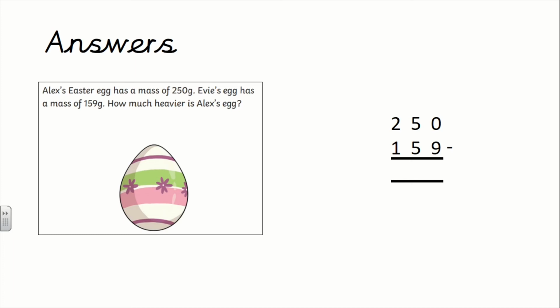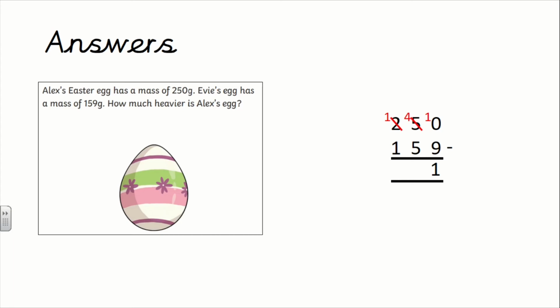So 0 take away 9, we can't do. So I need to exchange a 10 from the tens column. So I change my 5 into a 4, and I carry that 10 across onto the ones column. Now I've got 10 take away 9. 10 take away 9 is 1. And now on to the next one.